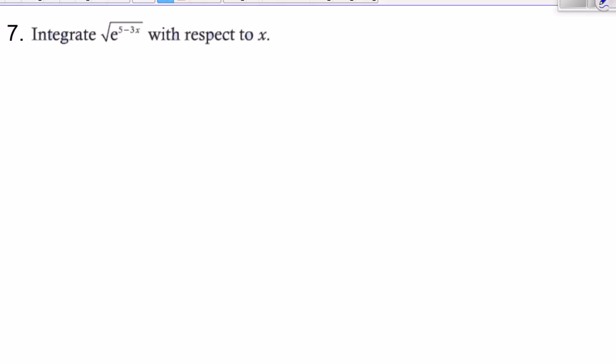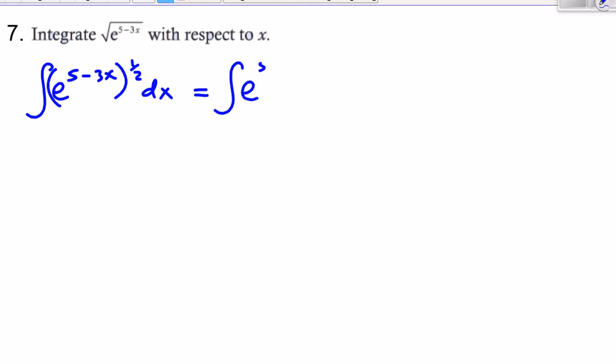Number 7. Now, number 7, we'll do the same thing. Start with our integral, e to power 5 minus 3x, and I'll write all of this to the power of a half, integrating with respect to x. Now, if you have a power of a power, you can just multiply them out. So what I'll end up with will be the integral of e to the power of 5 over 2 minus 3 over 2x.